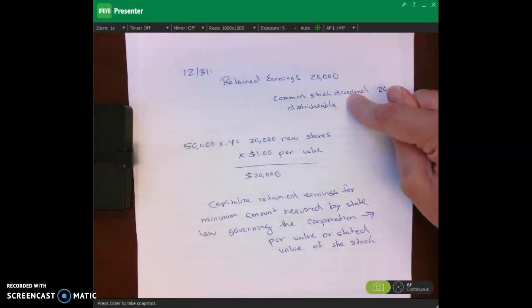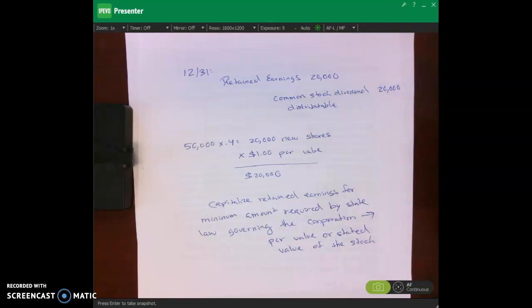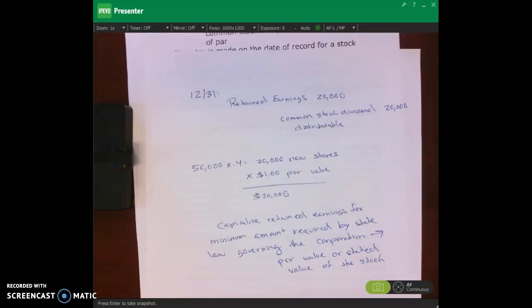This is just that temporary equity account that I use for my date of declaration. And then, of course, when I pay this out, I will debit this, and then I will credit common stock, just like what we did for the small stock dividend. Okay?